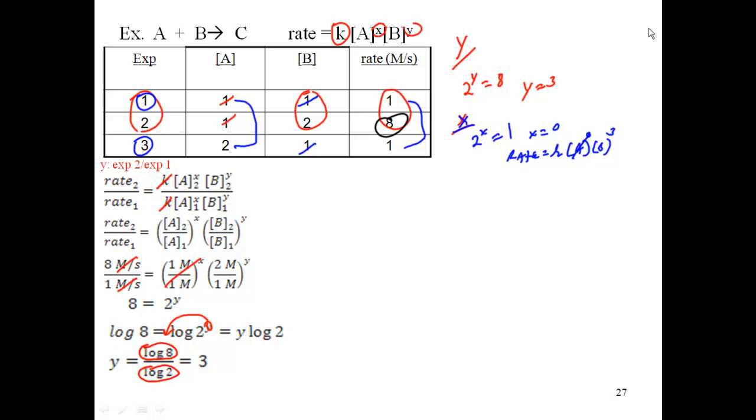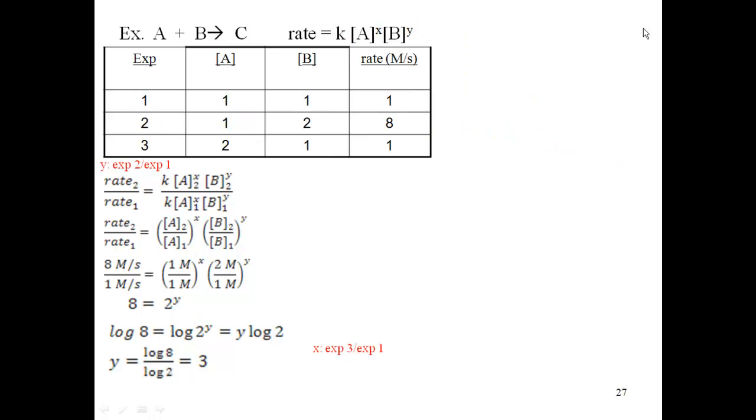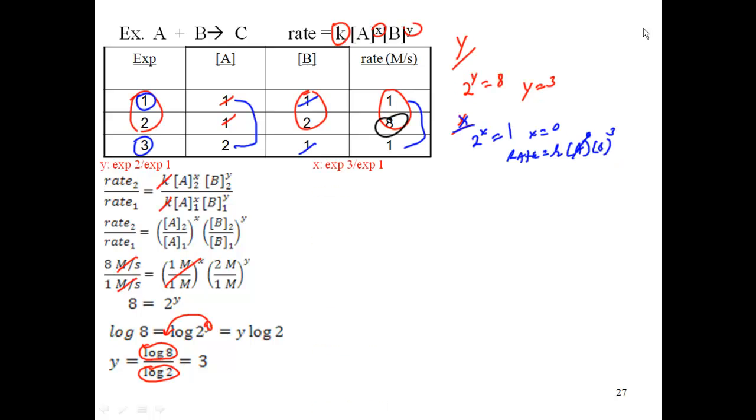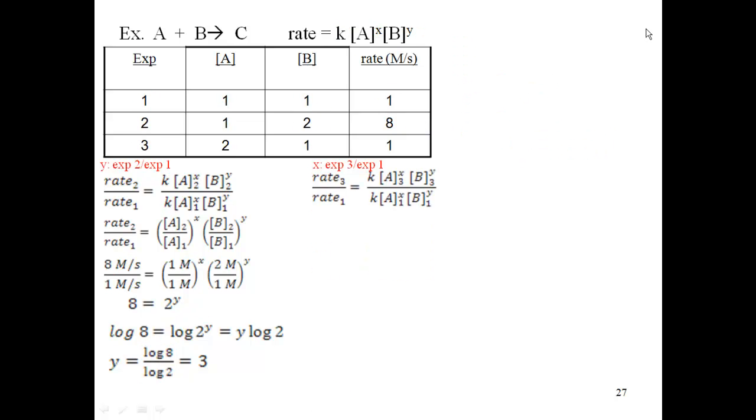which is the same answer we got earlier. Now to do the x, I'm going to take the same two experiments we used before, experiment 3 and 1. Okay, and I will put experiment 3 on top. So we have our two rate laws. I'll now plug in the data.